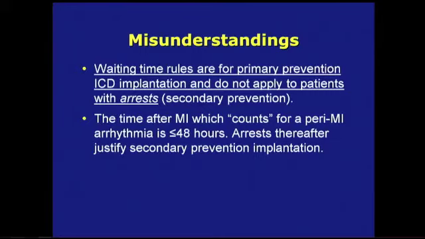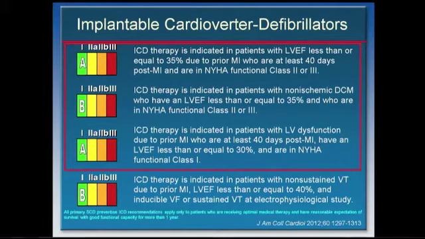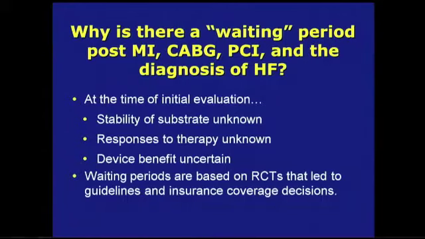So this is taken directly from the US guidelines, and it's just to point out that for primary prevention, ICD therapy is indicated for patients with ejection fractions of less than or equal to 35% due to prior MI who are at least 40 days post-MI and of New York Heart Association Class 2 or 3 functional status. And then we have indications for dilated cardiomyopathy also. So why is there this 40-day waiting period? I'm going to speak now about first ischemic heart disease, and then I will address non-ischemic heart disease and dilated cardiomyopathies.